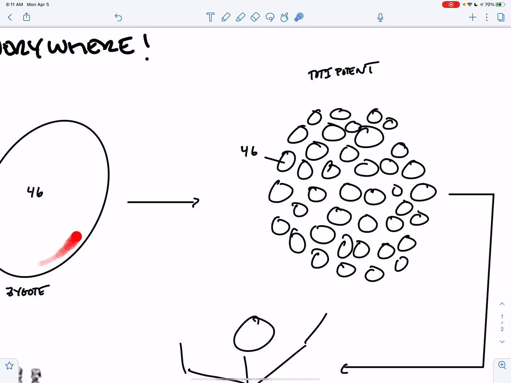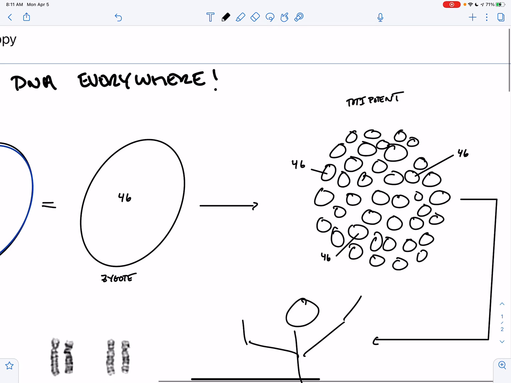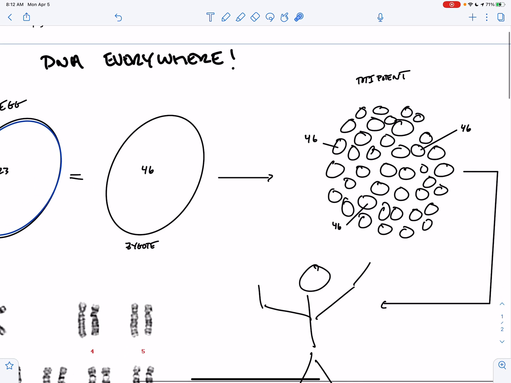It's the same as this original 46. This cell has 46 chromosomes, again the same as the original 46. This cell over here has 46 chromosomes. You get the picture. You're going to be learning about this process, how 46 chromosomes are duplicated and then divided into two new cells. You're going to learn about the DNA replication part now, and then mitosis, how it's divided into two new cells, later.